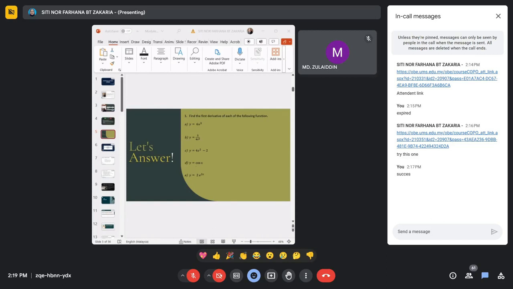Hmm. 2 or 3? 2, right? 2. Is it? Okay, this is correct. 2 or 3? 3, right? Because minus, right? You need to minus the power. Oh, power, I see. Below is negative 3, so negative 2.